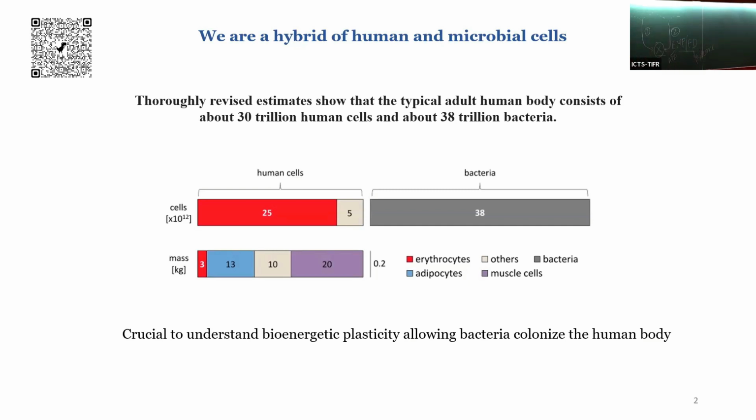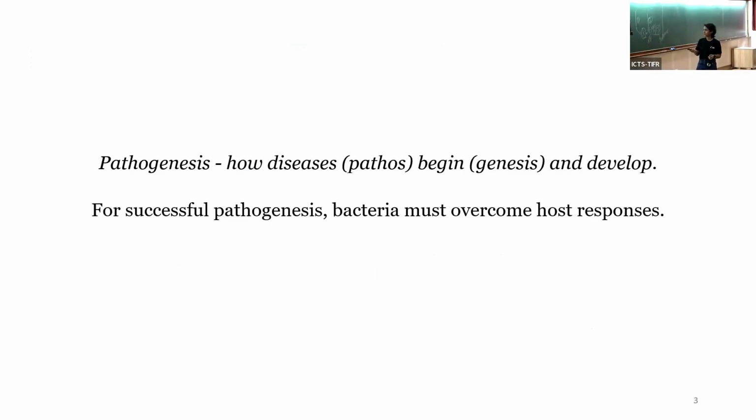So now that we are clear about metabolic plasticity, I hope, let's talk about pathogenesis. Pathogenesis literally means how a disease begins and develops. And let's state a very general principle of successful pathogenesis. To be a successful pathogen, a bacteria must overcome host responses. And we all can agree with that, right? That's a pretty simple concept. So what do I mean by host responses here?